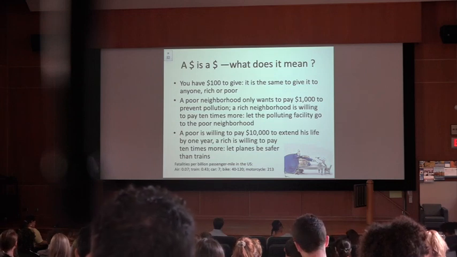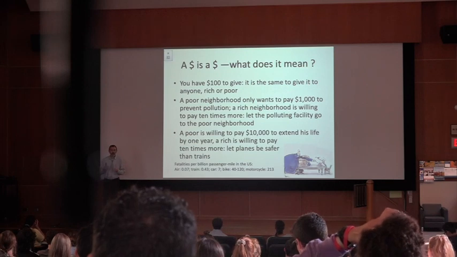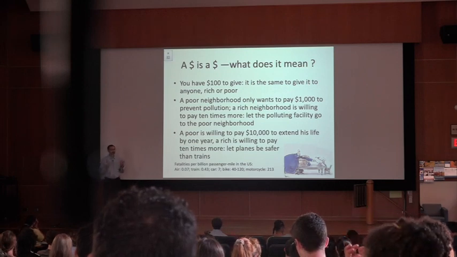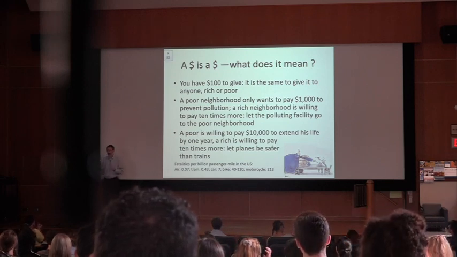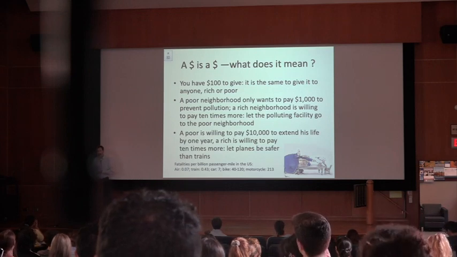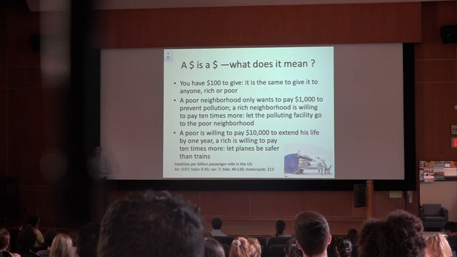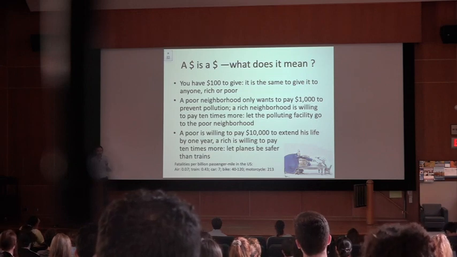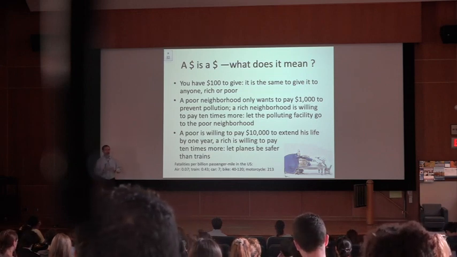And indeed, it means in practice that you will, for instance, look at these examples. In this sort of situation, if you have $100 to give to someone, it doesn't matter, if a dollar is a dollar, to whom you give it, whether it's a rich or a poor person. If you are looking at a problem of pollution in a particular area, and especially there is a polluting facility that needs to be located somewhere, you can put it in a poor neighborhood or in a rich neighborhood.